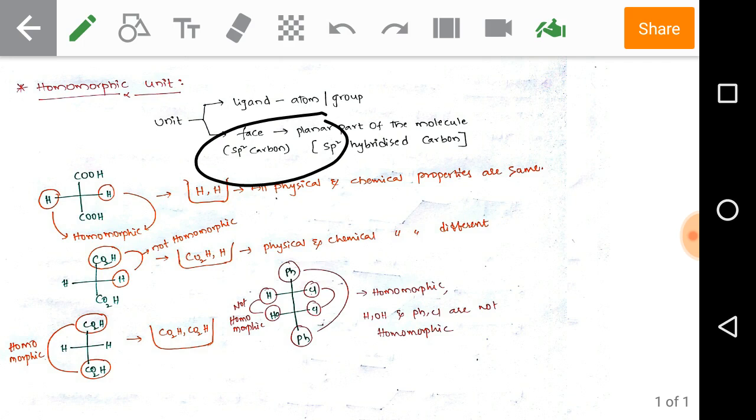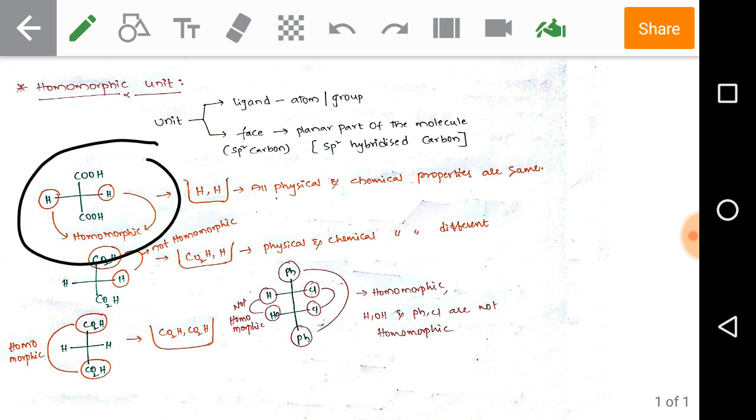Here a ligand may be an atom or group, and phase indicates an sp2 hybridized carbon. Right. And how can we define a homomorphic unit? First check the example here. If you observe this example, it has two carboxylic acid groups on the vertical line and two hydrogens on the horizontal line.